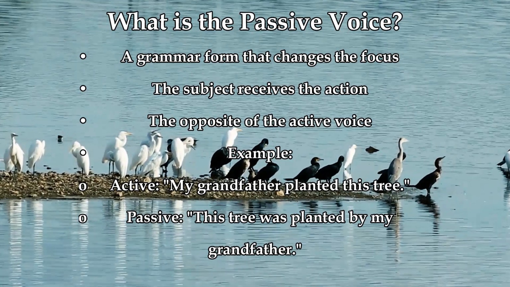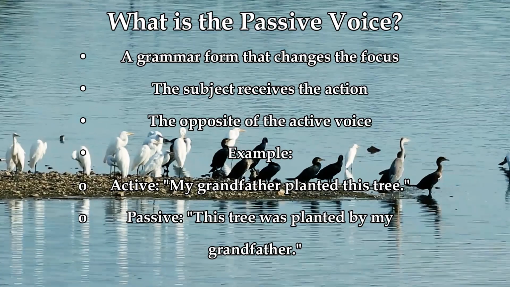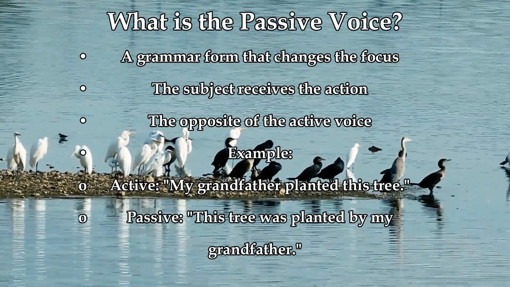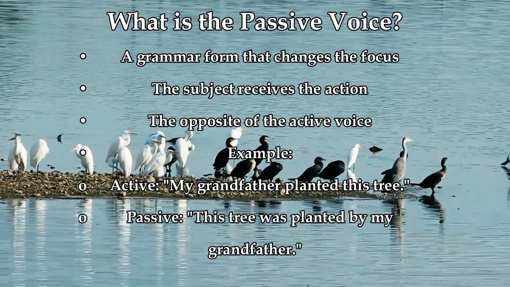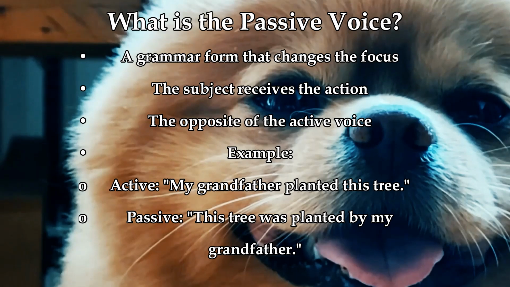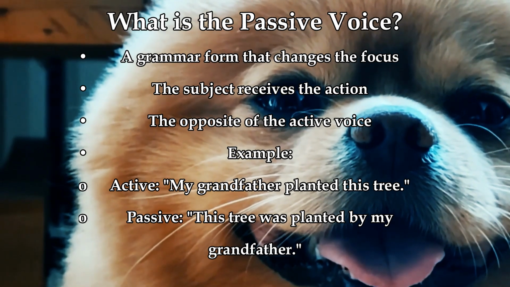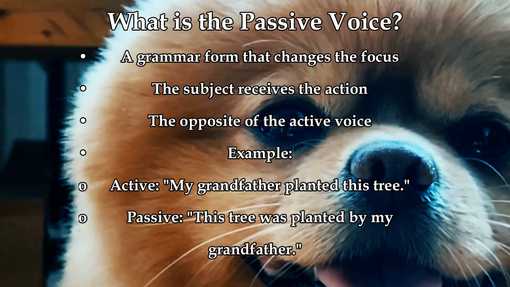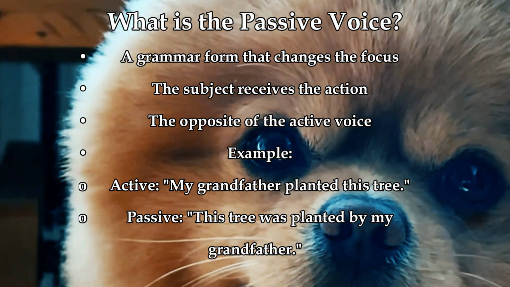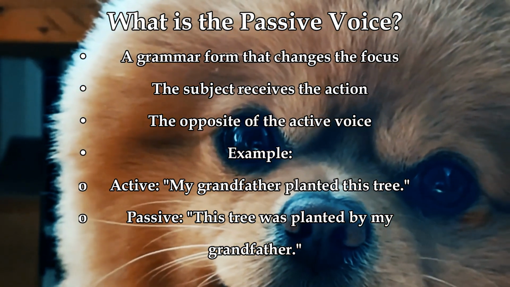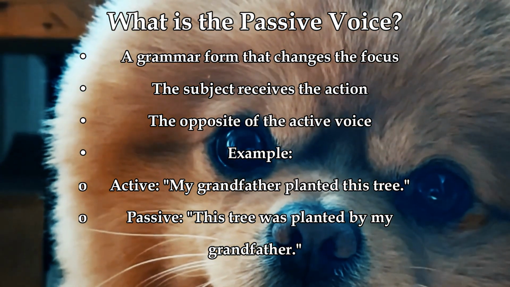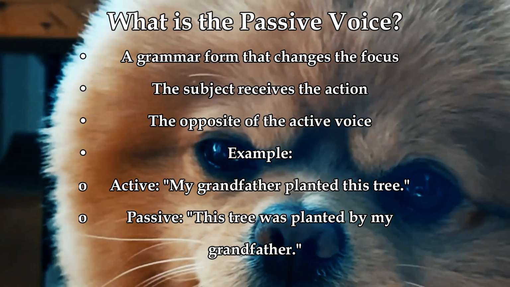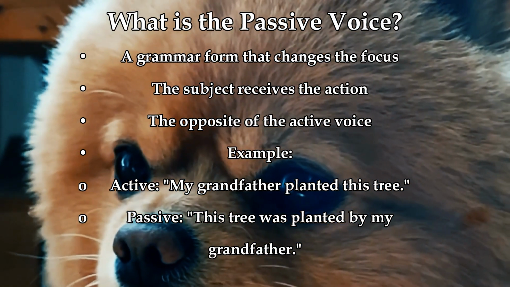Here's a simple example to illustrate the difference. Active voice: My grandfather planted this tree. Passive voice: This tree was planted by my grandfather. In the passive sentence, the spotlight shifts from the doer, my grandfather, to the recipient of the action, the tree. It's like the tree is saying, "Hey, look at me. I'm the star of this sentence now."